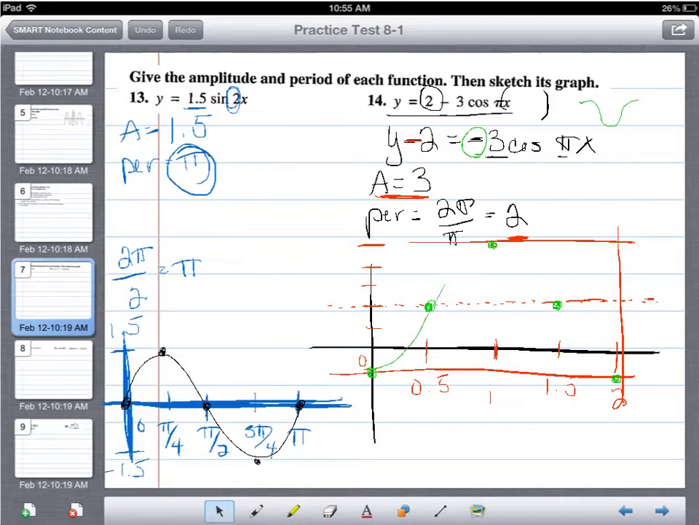So here's what my cosine curve is actually looking like. Okay, so it's the cosine curve like this, but flipped around because of that negative.